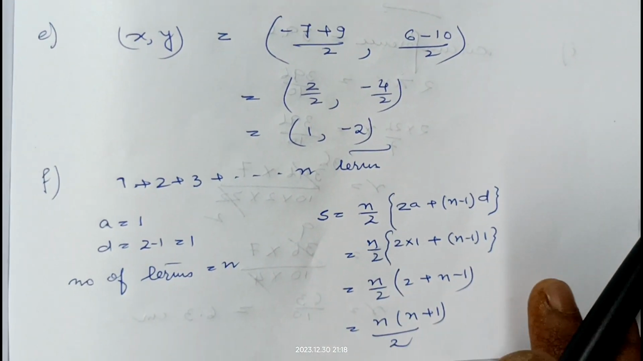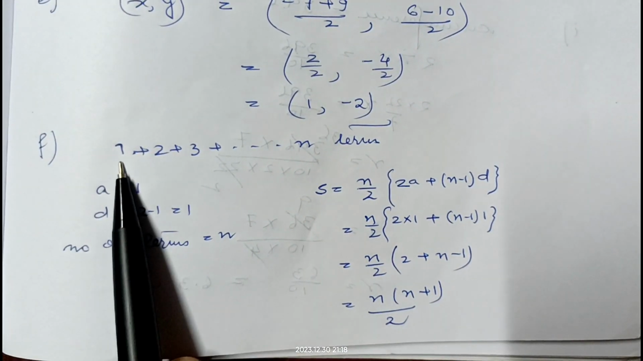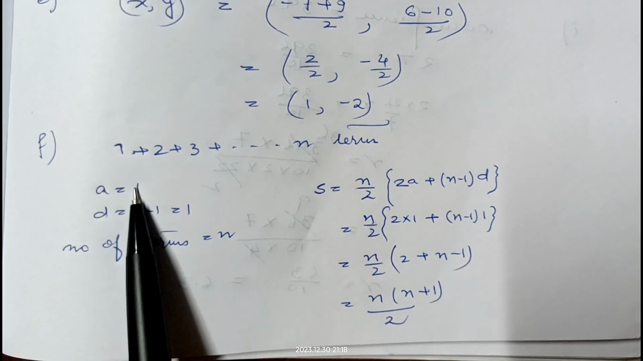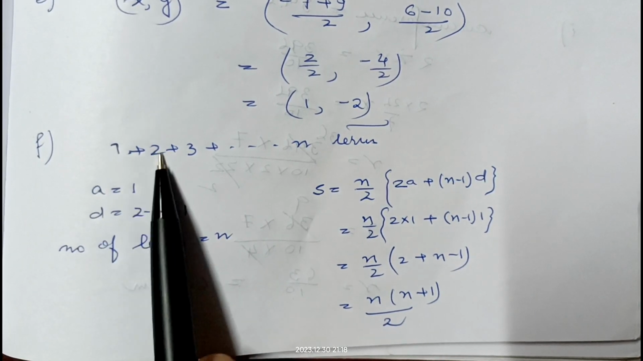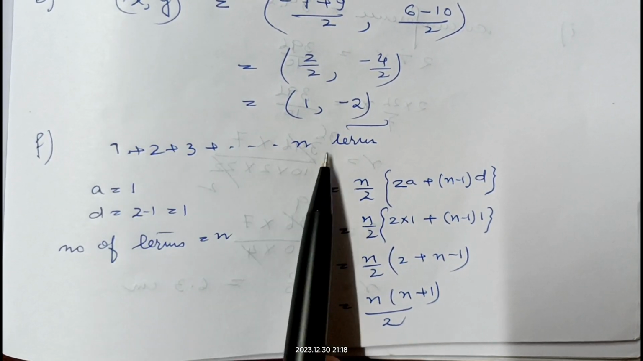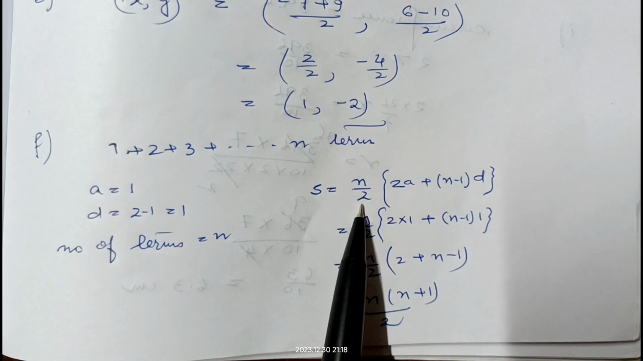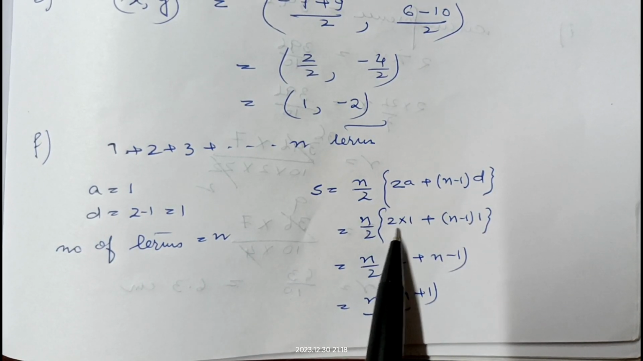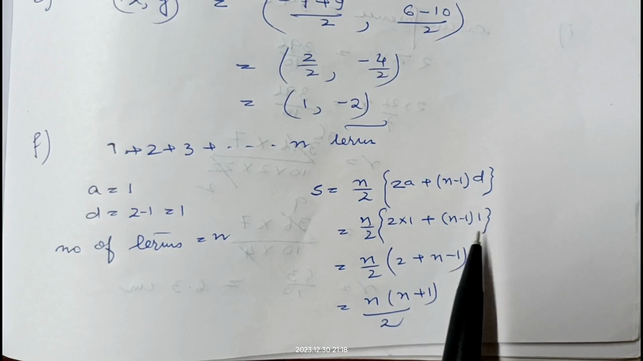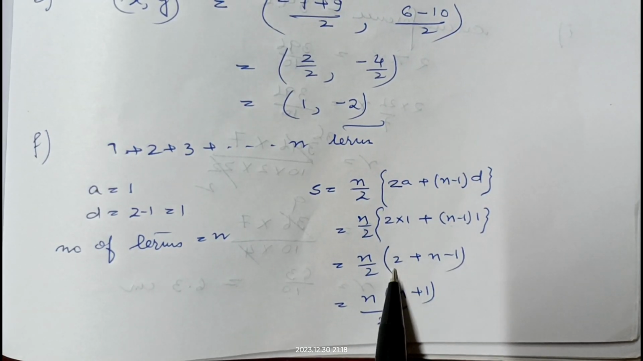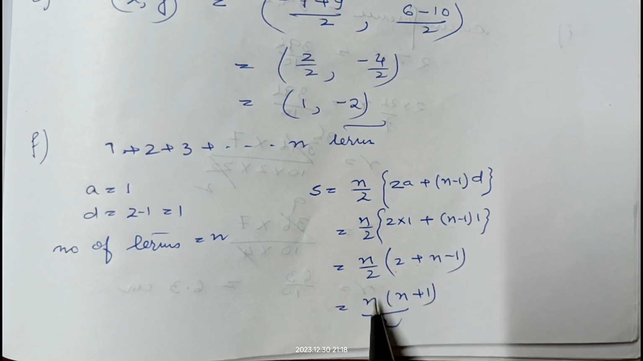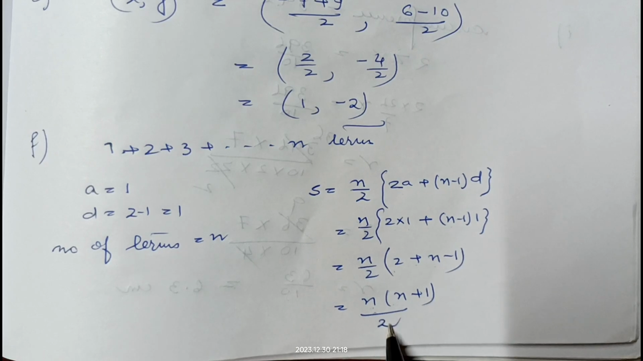Next question, find the sum of n natural numbers. So natural number starts from 1. So 1 plus 2 plus 3 up to n we have to do. Here a is 1. Common difference will be 2 minus 1, 1. And number of terms n. So sum will be n by 2, twice a plus n minus 1 into d. N by 2, twice a is 2 plus n minus 1 into 1. So here 2 minus 1 is 1. So next line will be n into n plus 1 divided by 2, which is the required sum.